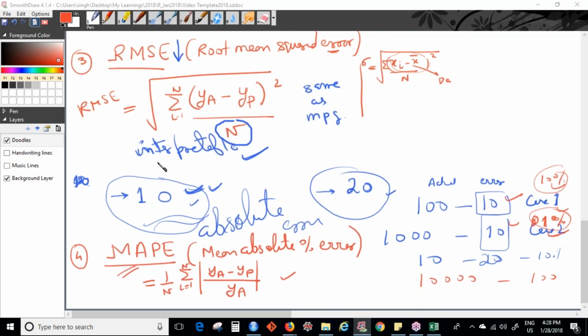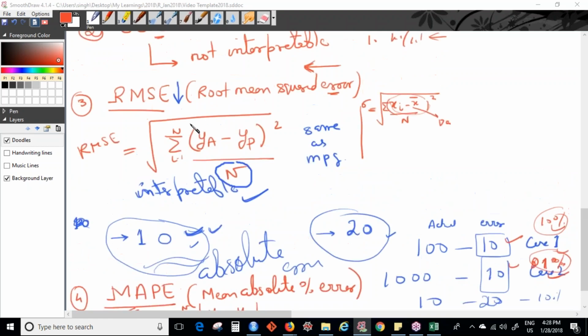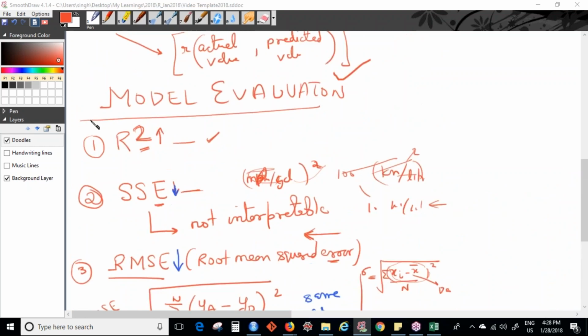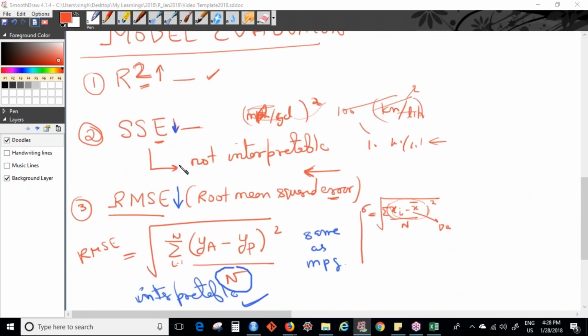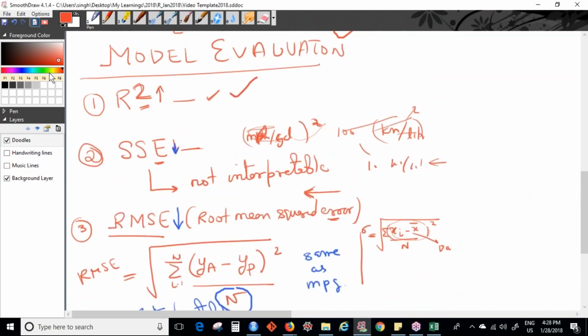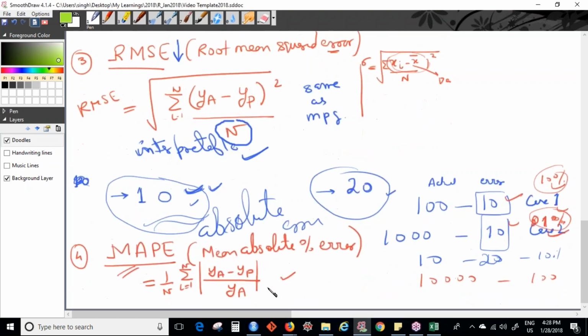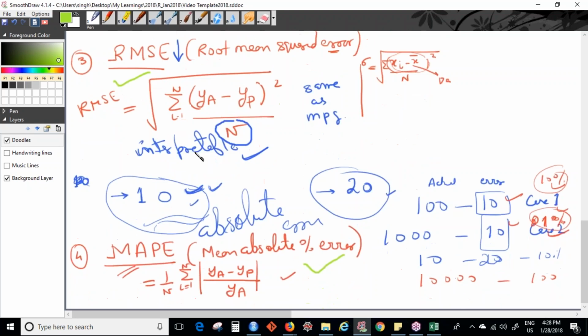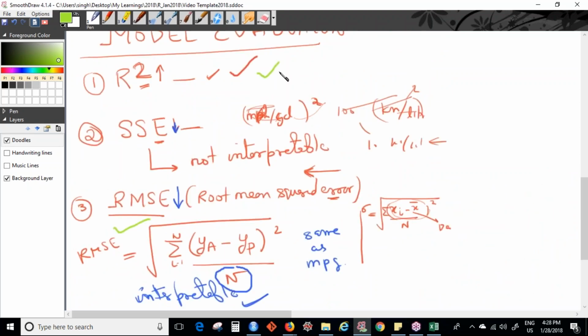Whenever we work on any project in the industry, we actually report these values to the client. You will report your R square, you will report your sum of squared error, you will report your RMSE. Generally we just report R square and MAPE, and sometimes RMSE also. This we don't report because this is not at all interpretable. But the other three quantities we generally report to the client, and then the client tells us whether he is happy with that or not, or he wants us to improve.